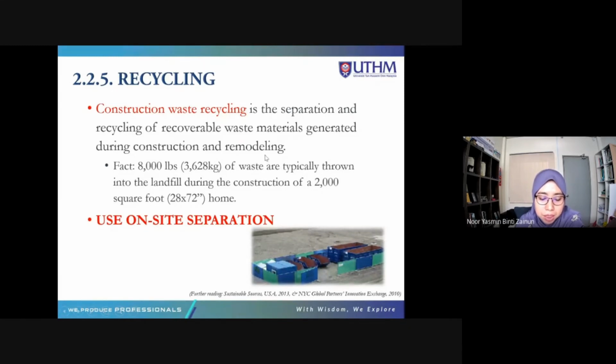Jadi memang actually memang banyak waste construction. The fact that 3,628 kilogram of waste are typically thrown in the landfill during construction. Banyak tak? Ini memang di mana-mana pun macam tu. Sebab kita tak, we have not fully recycled our construction waste. So that's why everything has been thrown to the landfill.